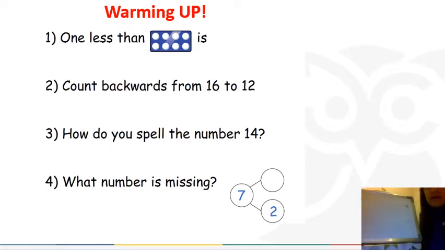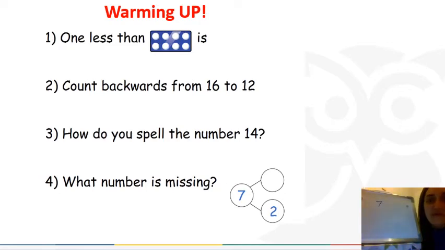Okay, question 1. So the numicon is showing what number? 8. So 1 less than 8, less than means smaller than. So it's the number before 8. Sorry, I gave you the answer. It is 7. That's the answer to question 1.